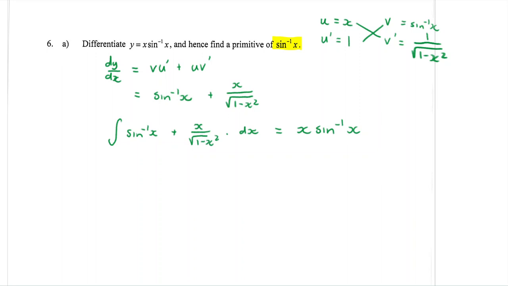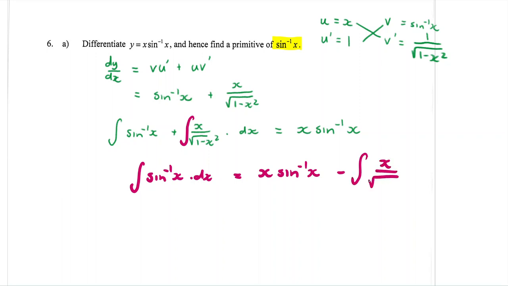So how about I split this so that I'm going to put another integral sign in here. So I'm splitting it into two integrals. And I move that second one across to the other side. So the integral or primitive of inverse sine of x dx is going to be equal to x inverse sine of x minus the integral of x over square root of 1 minus x squared dx.